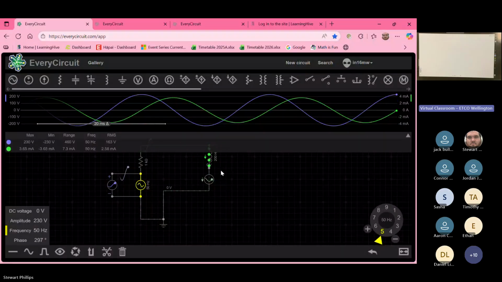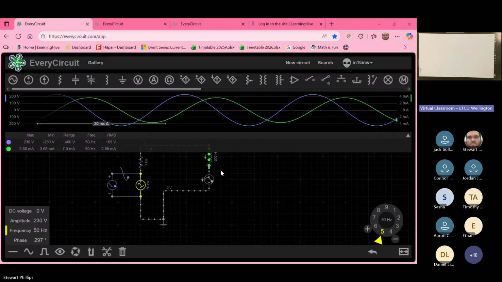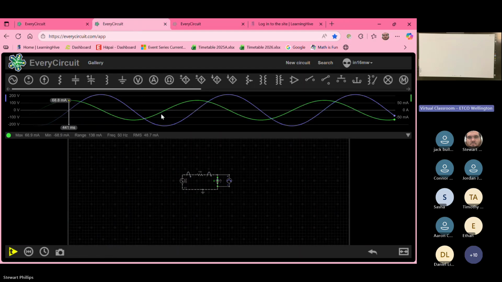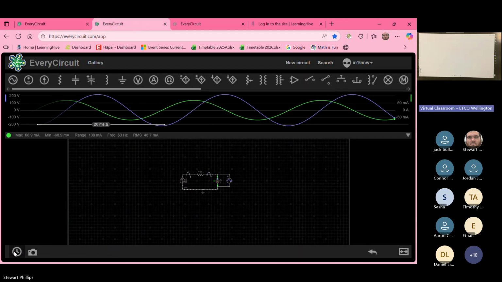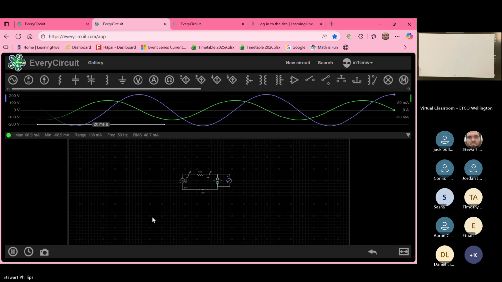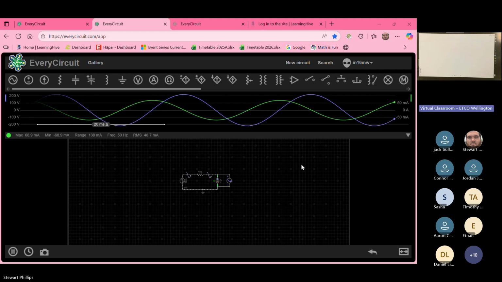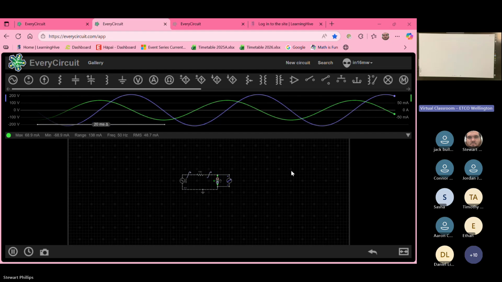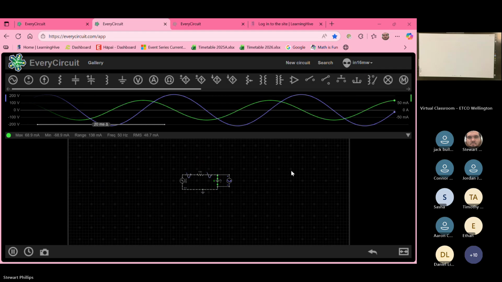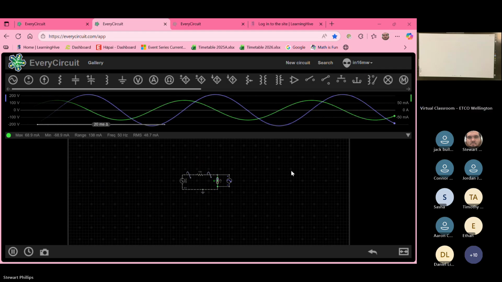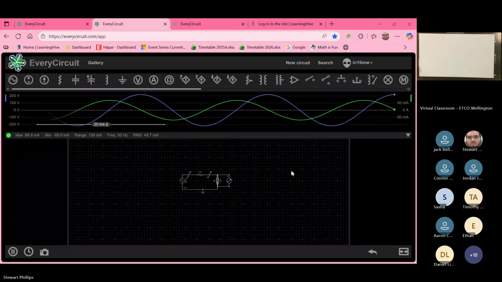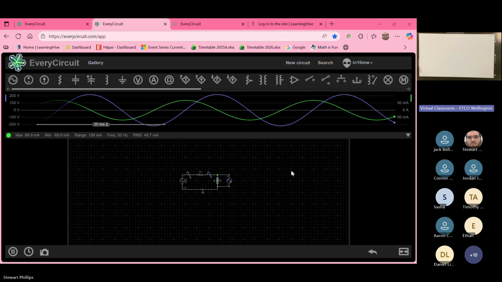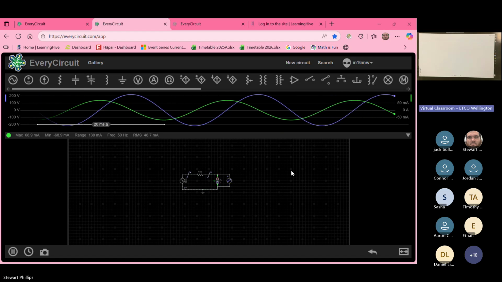So we had a look at this circuit before with just the inductor in the circuit. So here's what it looks like when we have a capacitor. You can see there the green line, which represents the current, is ahead of the voltage. The current is going before voltage in this circuit because of the way the capacitor works.